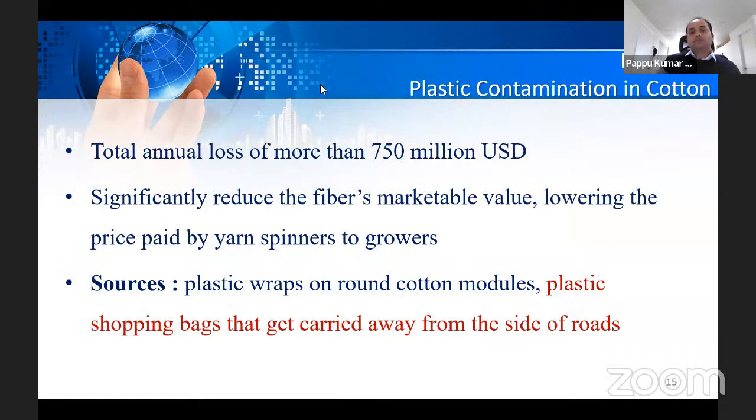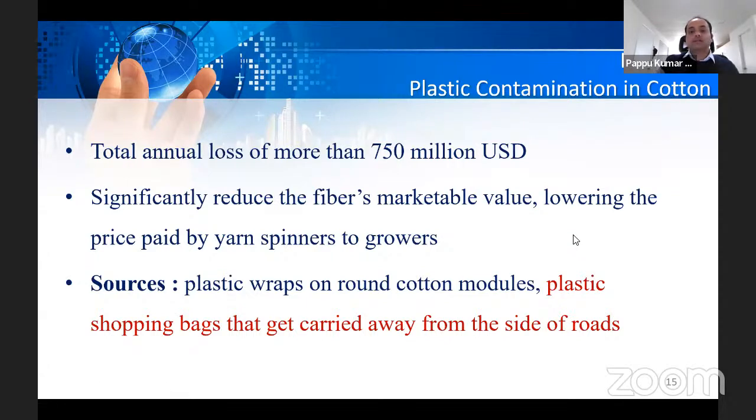So that was project number 1. We also did another project, which is on plastic contamination in cotton. We might know that when cotton is harvested, fiber quality really matters, and the marketable value depends on how clean the cotton fibers are, right? But because round cotton modules are harvested by machinery, plastic contaminants get entrapped in the cotton fiber, and they reduce the marketable value of the cotton.